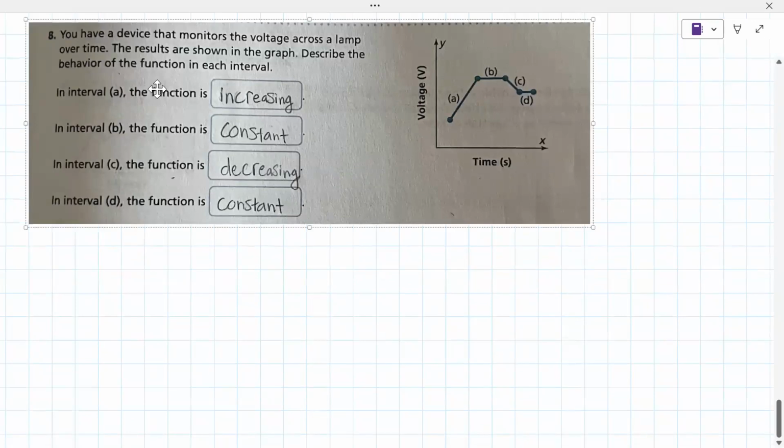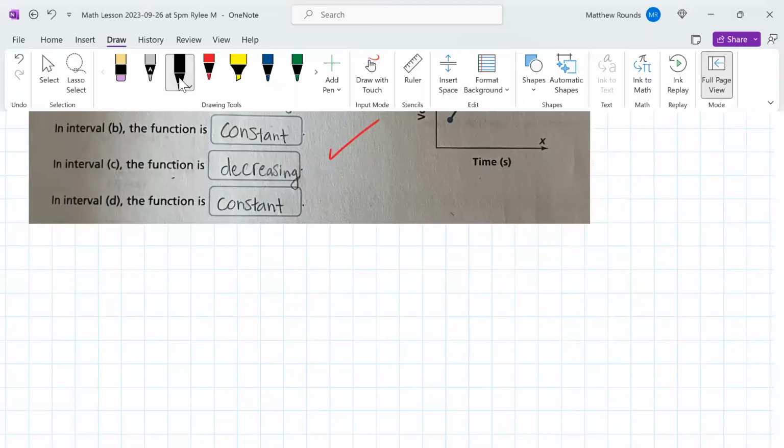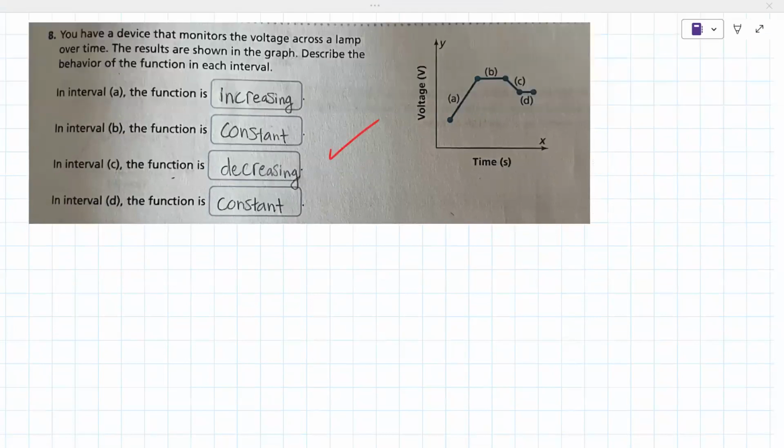You have a device that monitors the voltage across a lamp over time. Results are shown in the graph. Describe the behavior of the function in each interval. Increasing, constant, decreasing, constant. Perfect. Like you said, you've got a pretty good idea on that. All right, so now number 9, your answers are all correct.